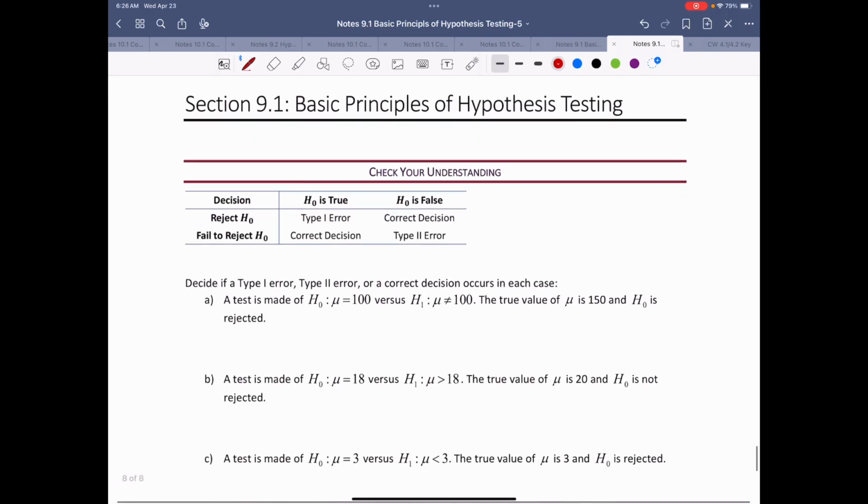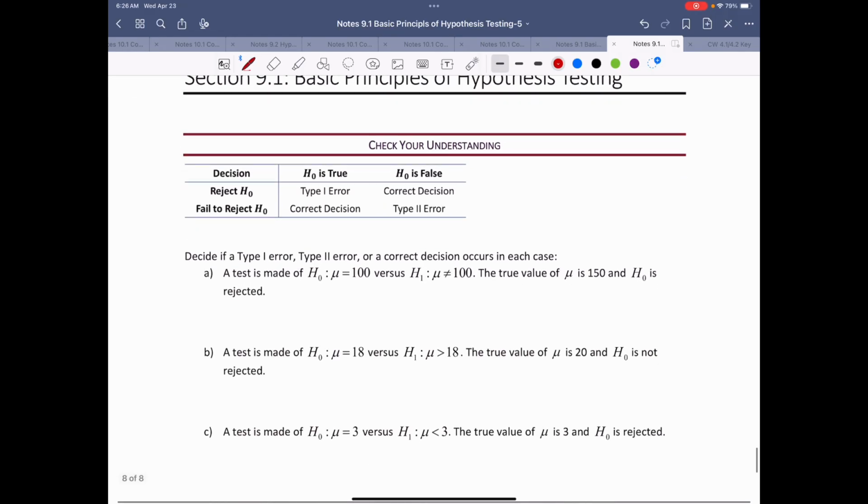All right. Now look at this one, and it's just more practice with this. Here's my test. And it says the true value of mu is 150. Okay, so the true value of mu is 150. H0 is false. All right, so I'm in the H0 is false column. And H0 is rejected. Good.